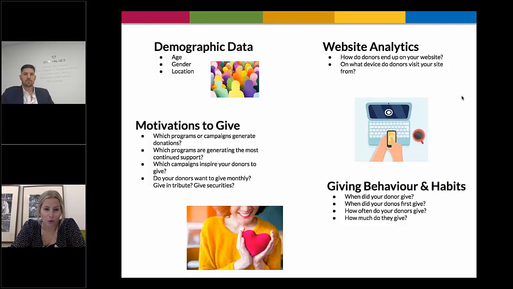Another thing that you can always look at here is motivation, so why people are deciding to give. You really want to be looking at which programs are generating donations, which of your specific campaigns or appeals are generating donations. Maybe there's a certain program that you're seeing continued support for, and you're seeing those dollars really roll in. And which campaigns are your donors really inspired to give to. Another thing that's really good to look at is how donors actually want to give to you. Do they want to be a continued monthly donor? Maybe they're giving in tribute. Maybe they want to give securities, so a gift of stocks or mutual funds. So really looking at why and how these people are giving.